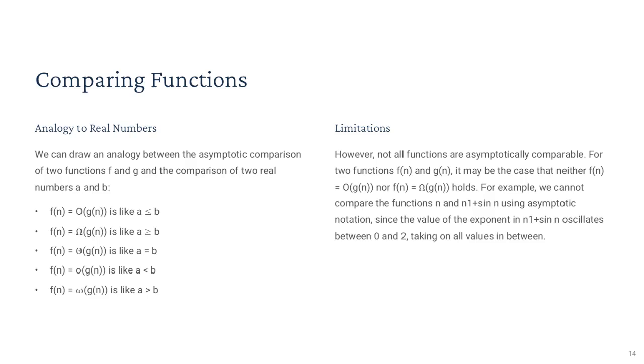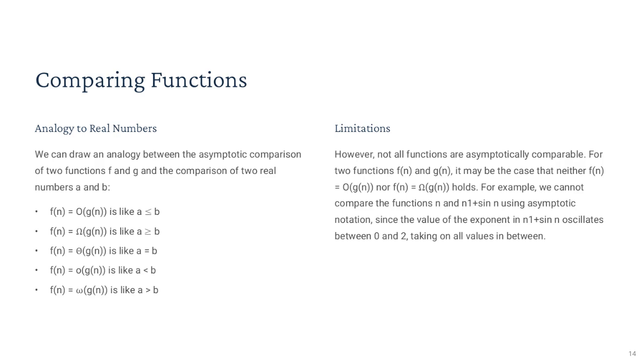Asymptotic comparisons can be likened to real number relations. For example, f(n) = O(g(n)) resembles a ≤ b, f(n) = Ω(g(n)) corresponds to a ≥ b, and f(n) = Θ(g(n)) is like a = b. Similarly, o(g(n)) and ω(g(n)) represent a < b and a > b, respectively. This analogy helps illustrate the relative growth rates of functions.